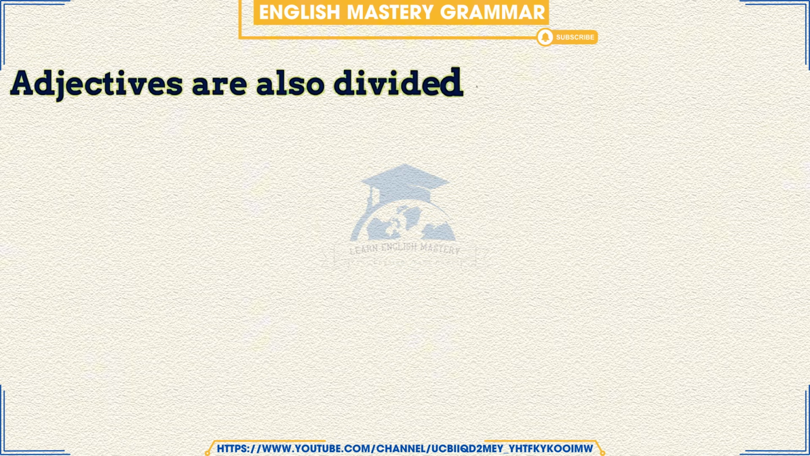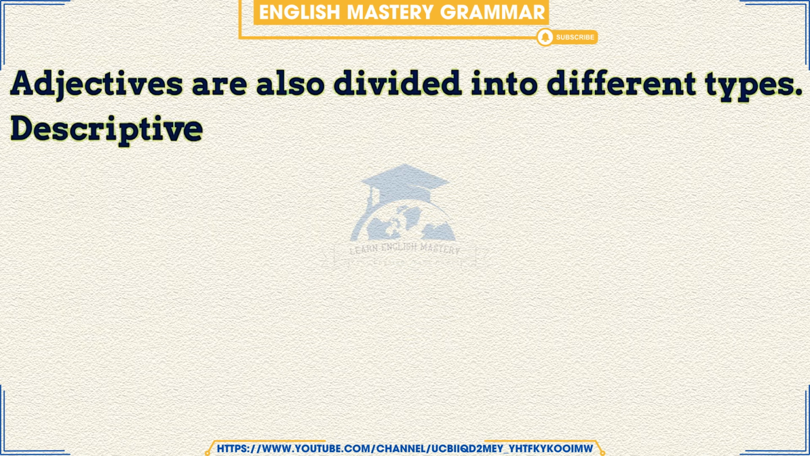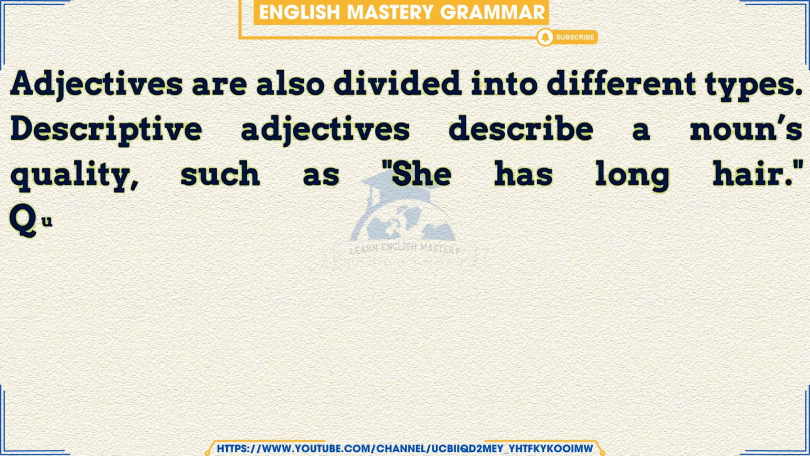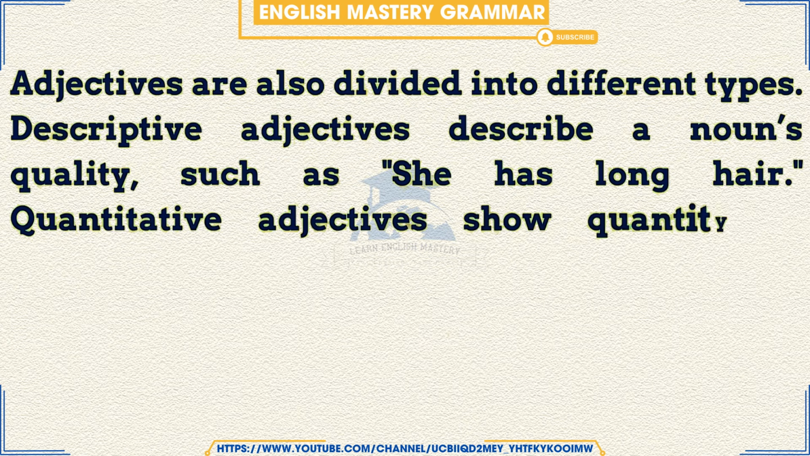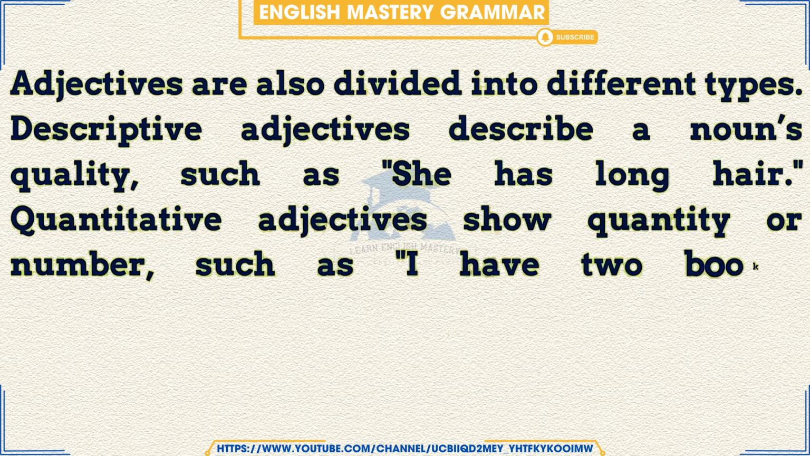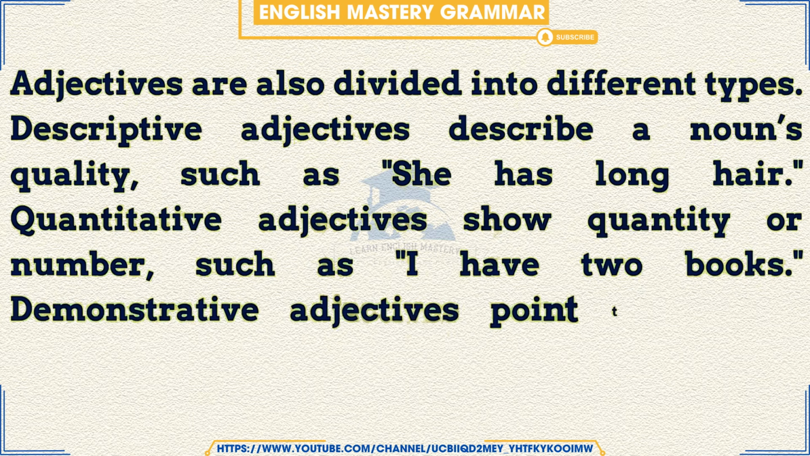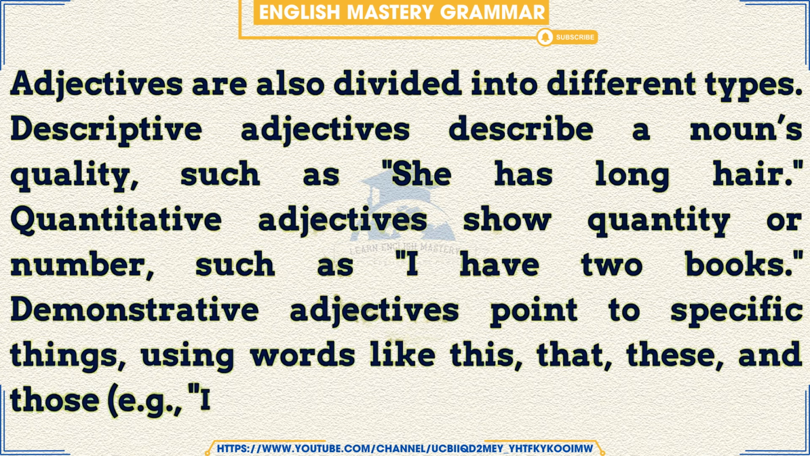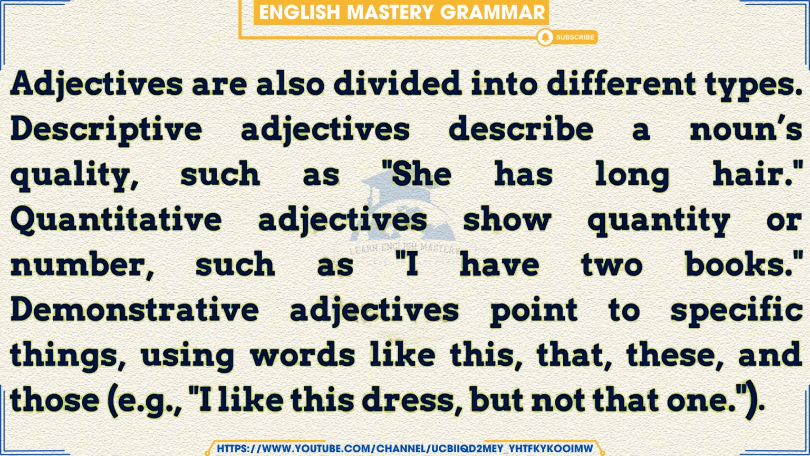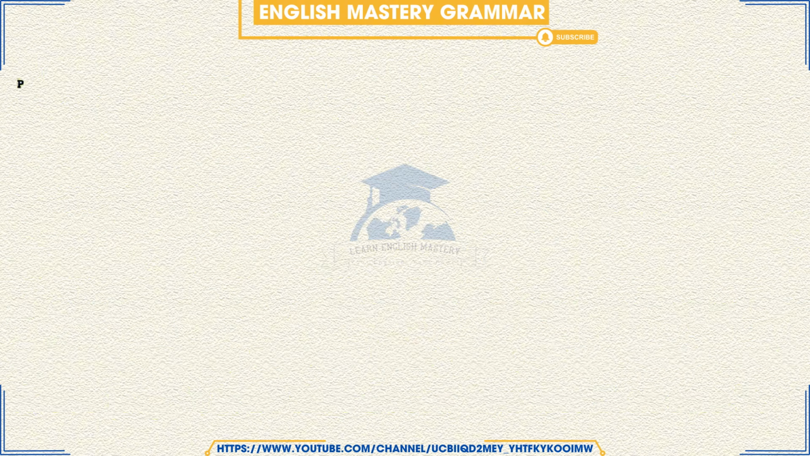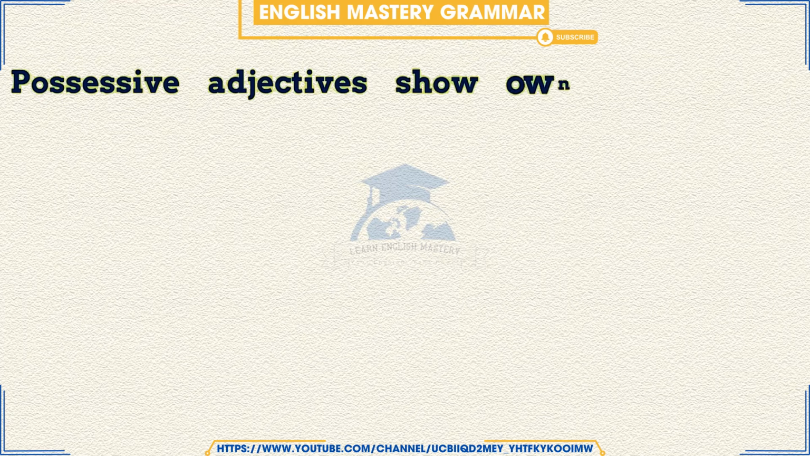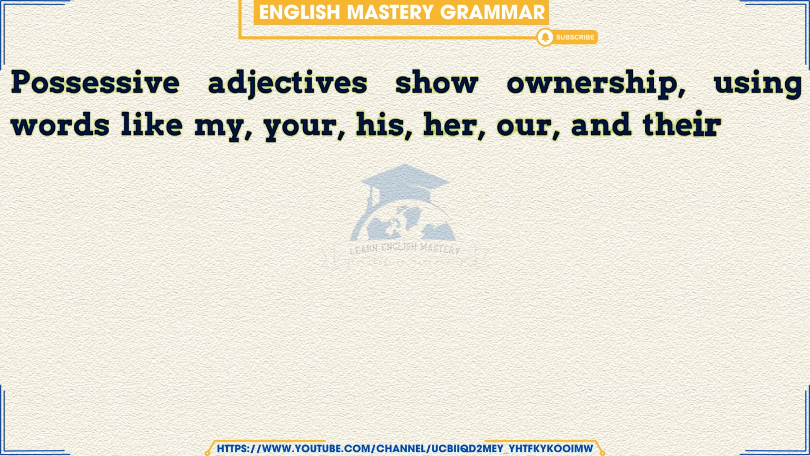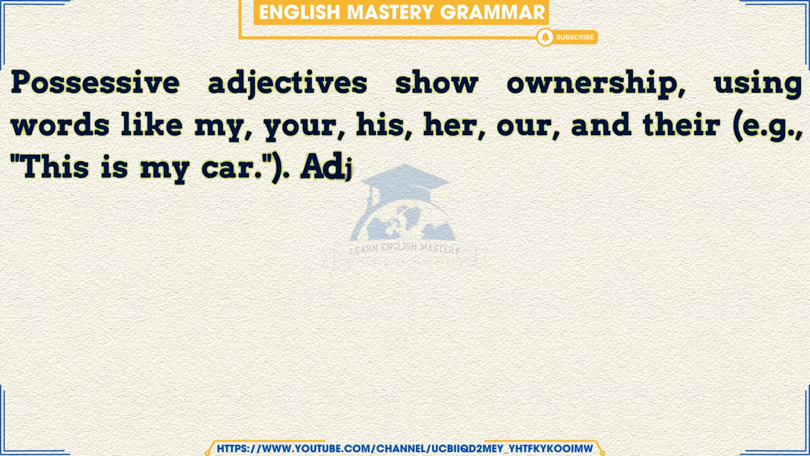Adjectives are also divided into different types. Descriptive adjectives describe a noun's quality, such as, she has long hair. Quantitative adjectives show quantity or number, such as, I have 2 books. Demonstrative adjectives point to specific things, using words like this, that, these, and those, e.g., I like this dress but not that one. Possessive adjectives show ownership, using words like my, your, his, her, our, and their, e.g., this is my car.